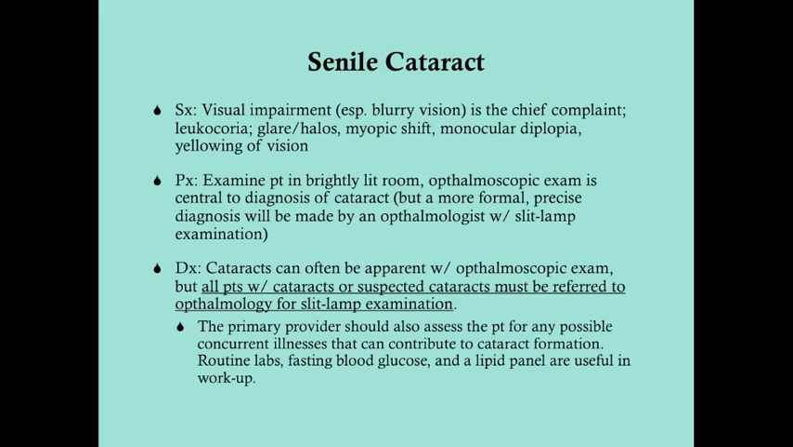Also important, and I didn't put this on here, in a patient who's already diabetic, is to get a hemoglobin A1C percentage, because that will tell you whether or not they've had hyperglycemia in the recent past, and how bad it is. And then a lipid panel is useful as well, again, because hypertriglyceridemia is a risk factor. So those are some things that you can do while you're referring the patient to ophthalmology.